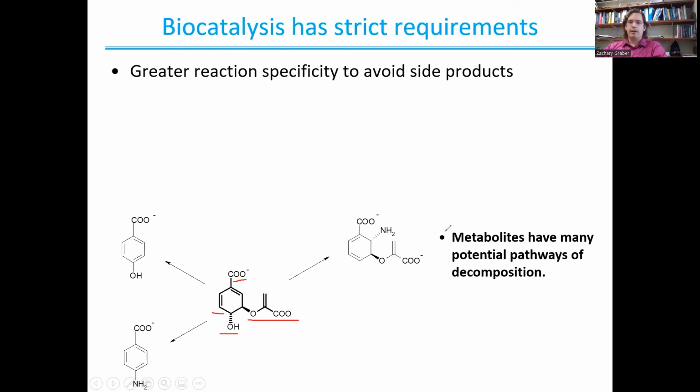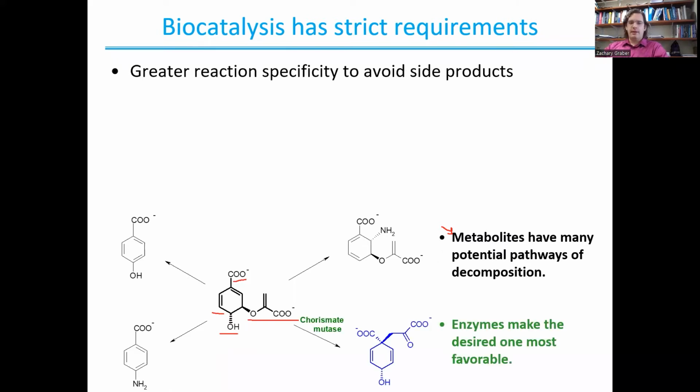So when we look at our biological molecules, our metabolites within the body, they have many different potential pathways for how we could react them and decompose them or synthesize them into other molecules. So our enzymes, their goal is to make only our desired pathway favorable, right? So ideally, the rates to all of our other possible products will be really slow within our body.